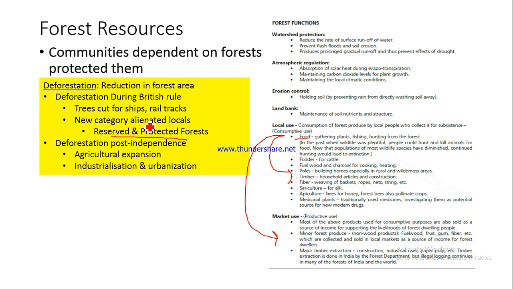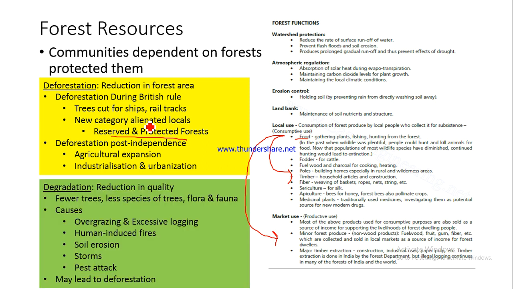Now all that forest was cleared so that more and more people could be settled there and the city could be expanded. So because of this expansion of cities, increase in urbanization levels, more and more industries coming up, and requirement of more land to cultivate crops, we had to cut down the forests, we had to clear the forest, and this was again one reason why deforestation continued even after independence.